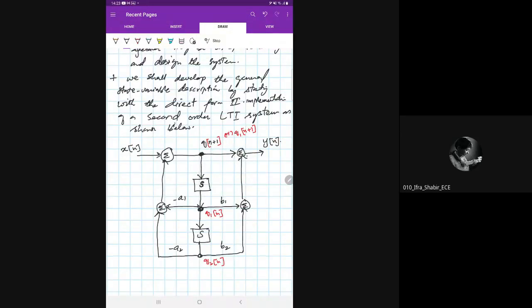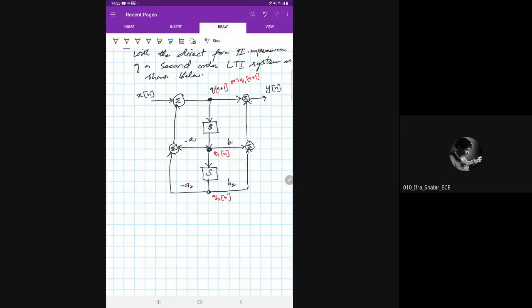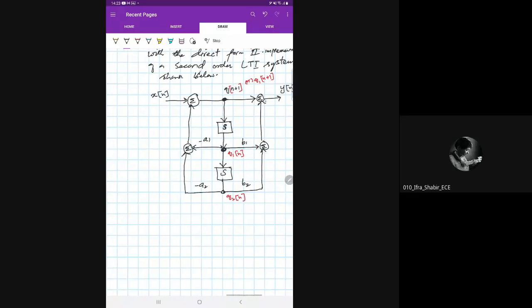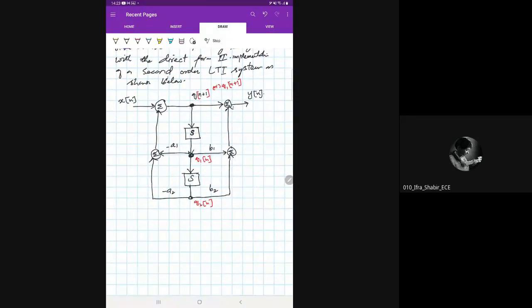Now see, from the above diagram, if we will try to find out the equations here. What is qn plus 1, q1 of n plus 1? Okay, q1 n plus 1. This is this point. Okay, or this point.